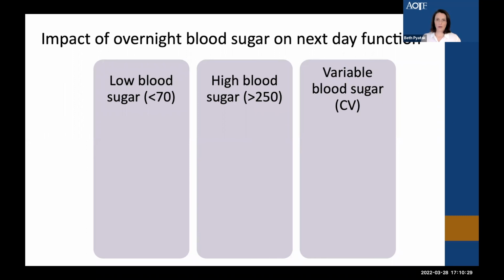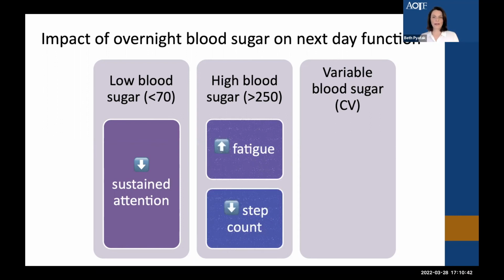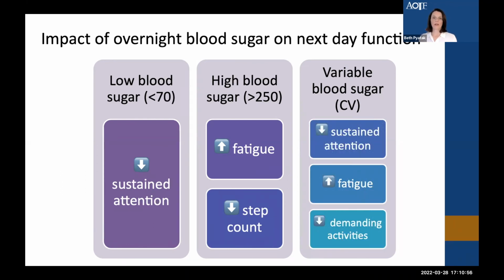So the CV is coefficient of variation. We found people who had more low blood sugar overnight had poorer sustained attention the following day. People whose blood sugar had been high overnight had more fatigue and moved less. They had fewer steps over the course of the next day. And people whose blood sugar had been more variable overnight, more up and down, had poorer sustained attention, more fatigue, and participated in less demanding activities.